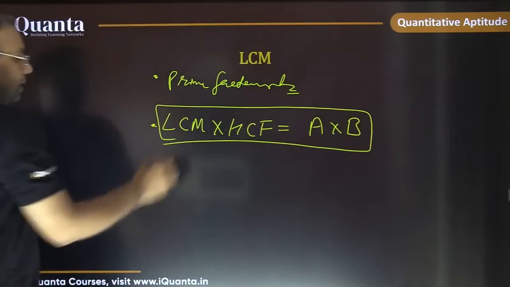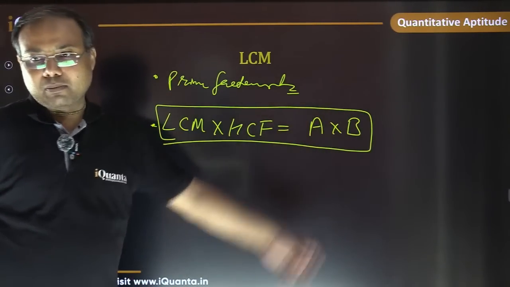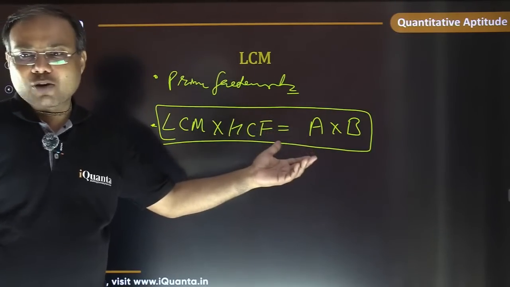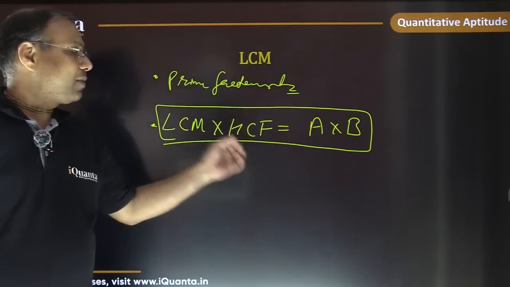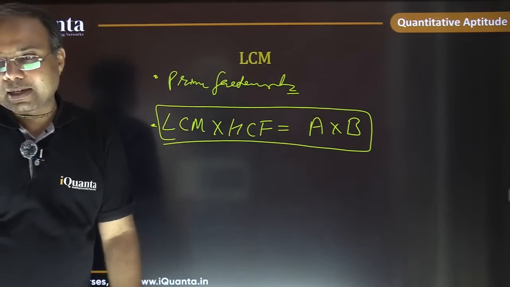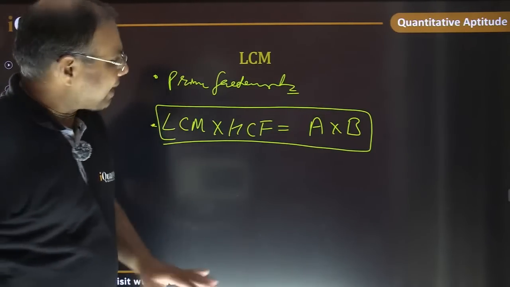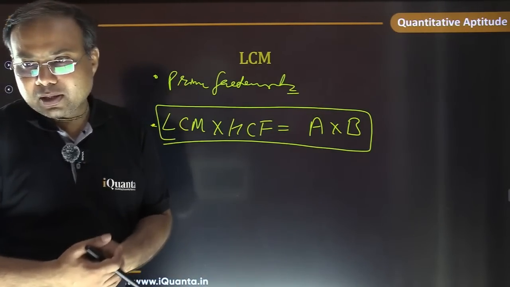Right? LCM and HCF, the product of two numbers. So if I know the two numbers, I don't want to do the factorization or something, but I know the HCF, so I can calculate LCM like that. ठीक है ना? Okay, let's apply these methods first, and then we shall proceed further.